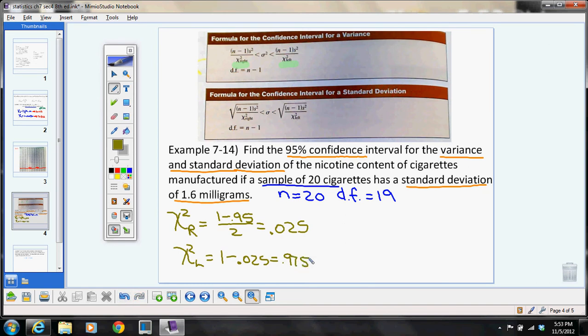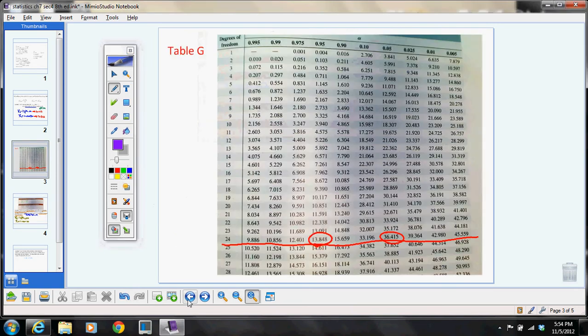Now remember, we haven't looked these up on the chart yet, so we don't use those two numbers. We have to look them up on the chart first. Okay, so we're going to go back to the chart. We're going to look at degrees of freedom 19, and we are going to look up 0.025 first. So here's 19 degrees of freedom. We want to look up the 0.025 first. 0.025 would be this column.